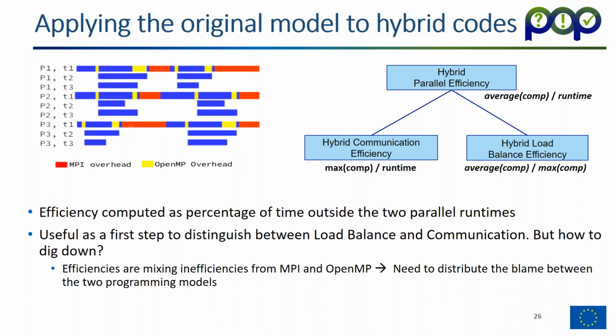Let's consider I say, okay, my hybrid code has more issues in load balance. The question will be, okay, but that load balance happens in MPI, OpenMP, in both? How do I know that? So the problem is those hybrid load balance and hybrid communication efficiency are in fact combining the contribution of the two programming models underneath. So we need a way to split them.